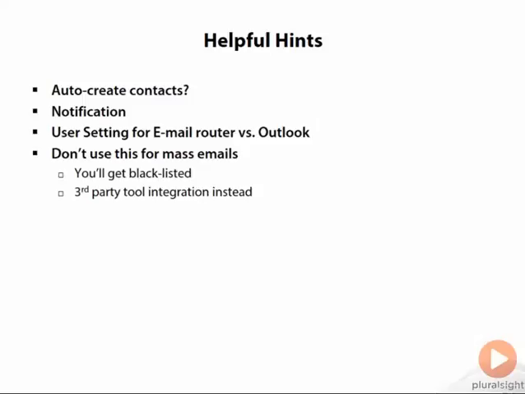The place to decide for a user which tools you want them to use for email is on their user record. You have an email router or an Outlook option, and you have a choice for inbound or outbound. You can make a different choice for either one or have the same choice.